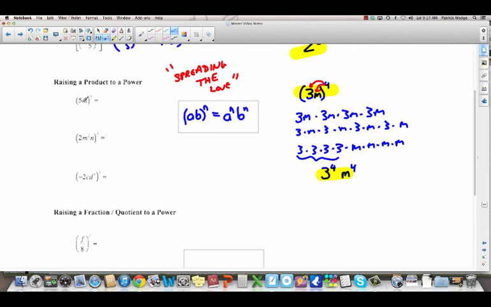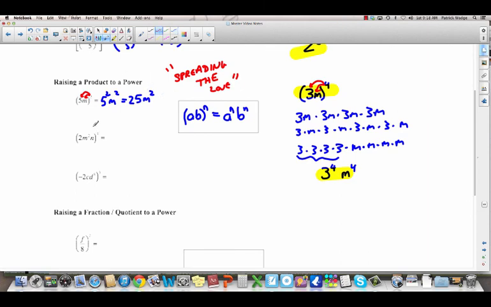Okay, so (5m) all squared. That's the same as, we're going to spread the love of the 2 to the 5 and spread it to the m as well. So what we end up with is 5 squared and also m squared. Well, we know what 5 squared is. That's 5 times 5 is 25. M squared, we don't know what that is yet because we don't know what m is. So that's it, 25m squared.